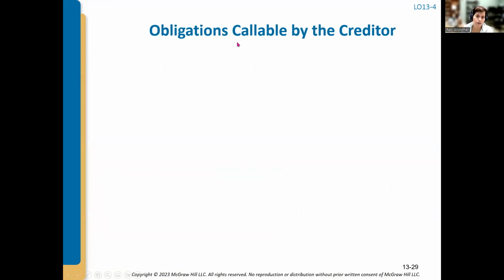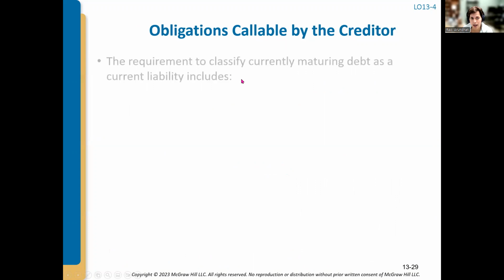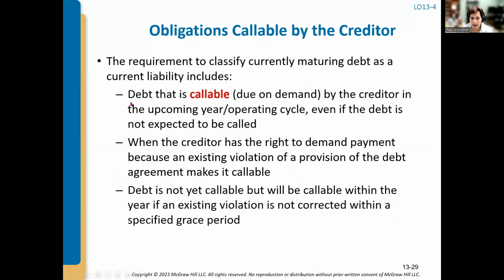And this one specifically we're going to talk about now is callable. If the obligation, the debt is callable by the creditor, which means they reserve the right to demand payment ahead of due date. Callable means they have that right. So there are various circumstances under which this could happen. So let's take a look at this. A debt that's callable, that's due on demand by the creditor in the upcoming year, even if the debt is not expected to be called.